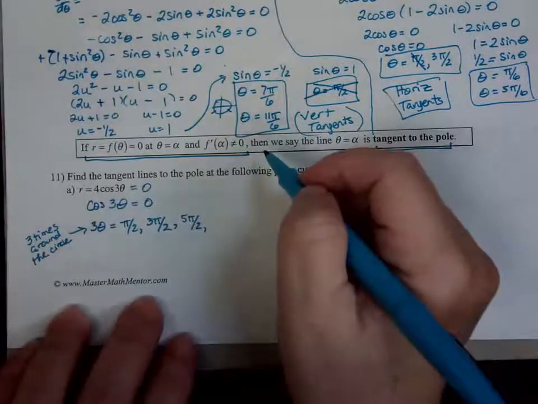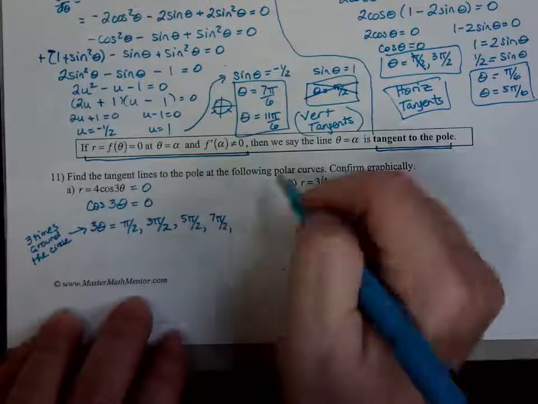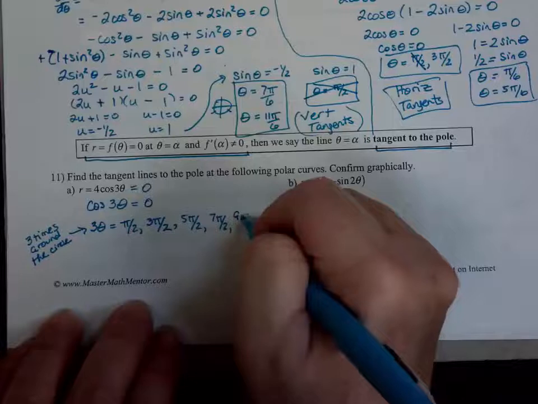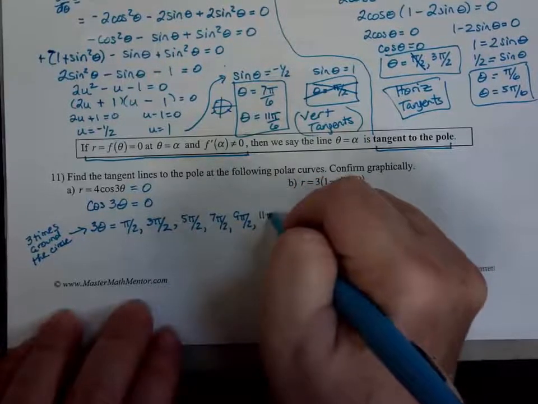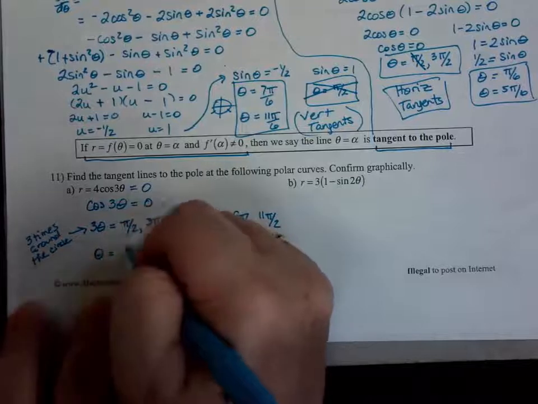Look at the pattern, what's the next one going to be? 7 pi over 2. That's twice around the circle. Now we go one more time. The next ones are 9 pi over 2 and 11 pi over 2. So we go around the circle however many times the number in front of theta is. Now, to solve for theta, how do we get the 3 off the theta? Divide by 3 or multiply by 1/3. Multiplying by 1/3 just means multiply the denominators by 3.